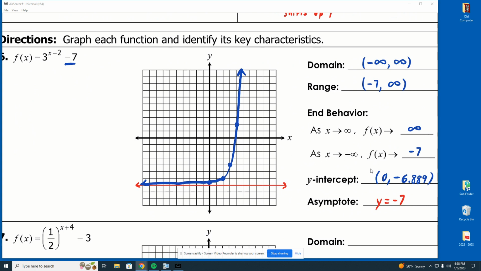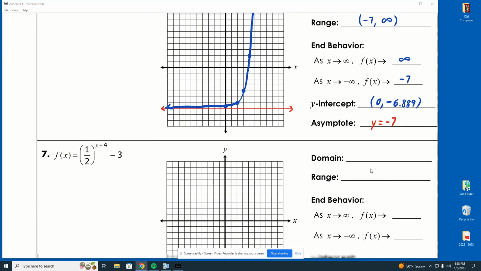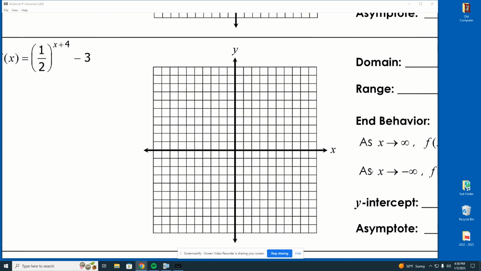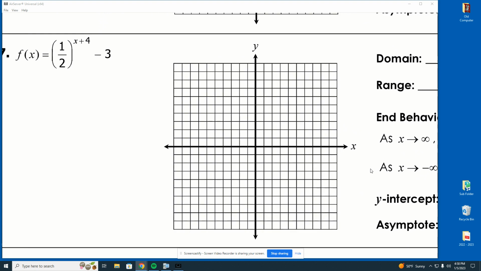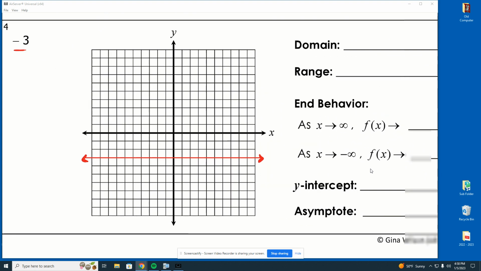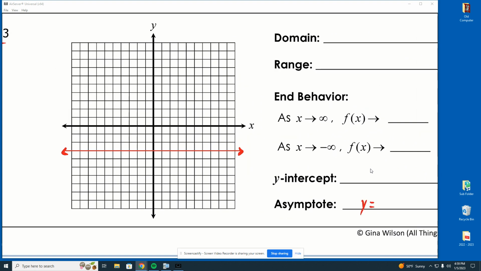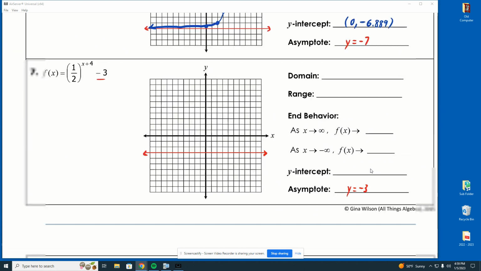But I want to do one graph with you just so we can give this a little bit more time, just to make sure that we're all on the same page. I hope that you notice right off the bat, and we're going to see this too when we graph it, but see that vertical shift? This thing is going to go down 3. So my asymptote is going to be right here at negative 3. And I'm going to prove it to you in just a second. But my horizontal asymptote is y equals negative 3.